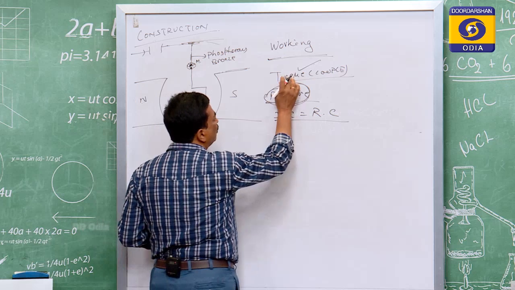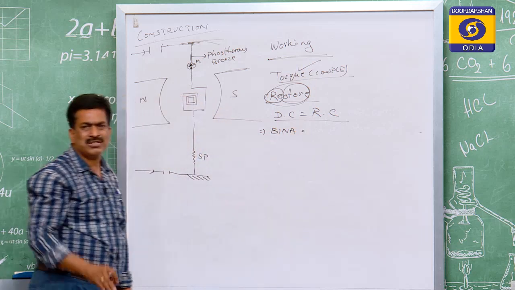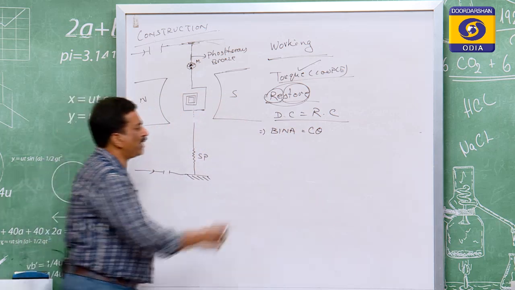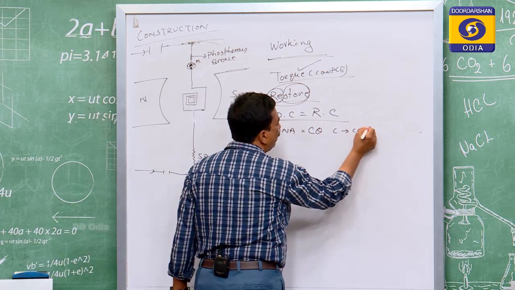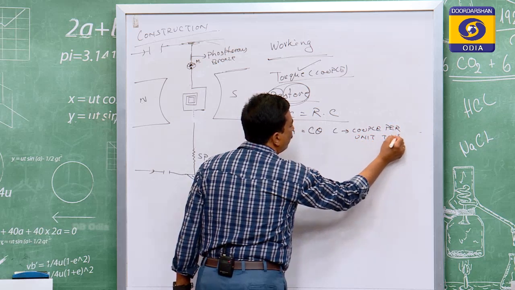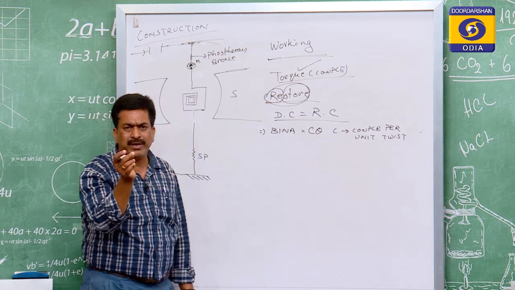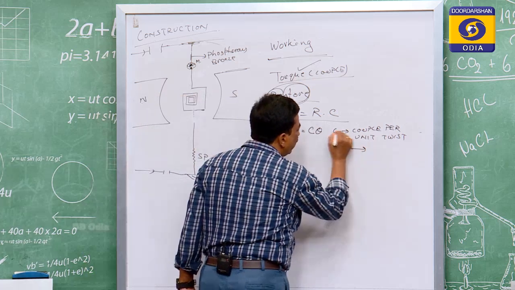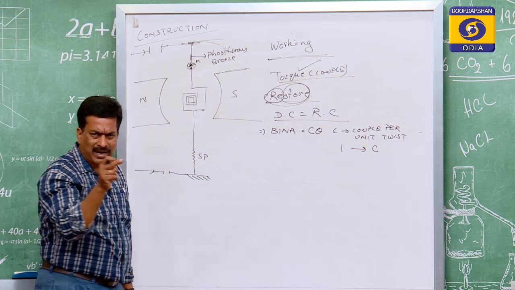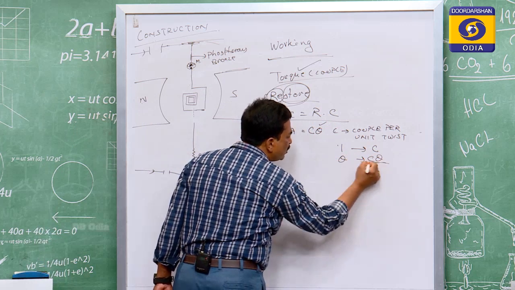The deflecting couple, the couple through which it is being deflected, is equal to BINA. Another one is the restoring couple. That restoring couple is C theta. So what is C? C means couple per unit twist. Couple per unit twist means the couple produced due to a unit twist. If the deflection made on the mirror arrangement is theta, then for the angle theta the couple produced is C theta.